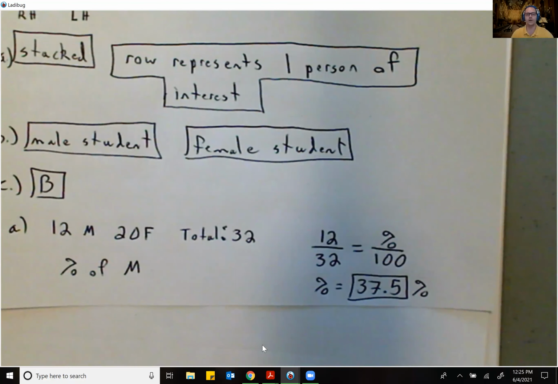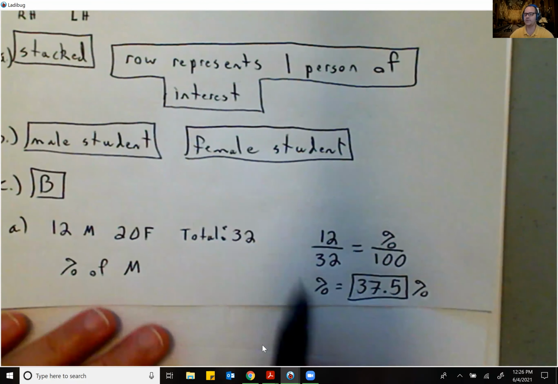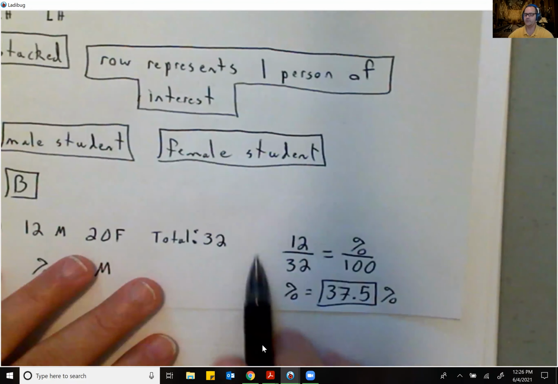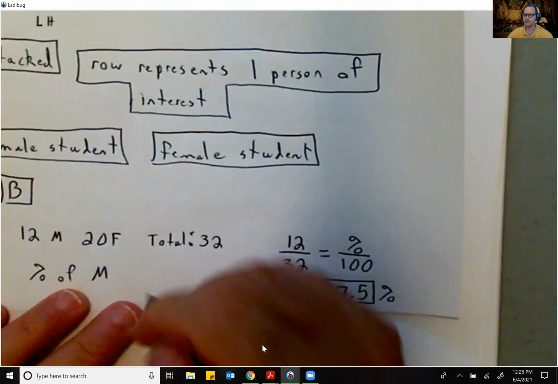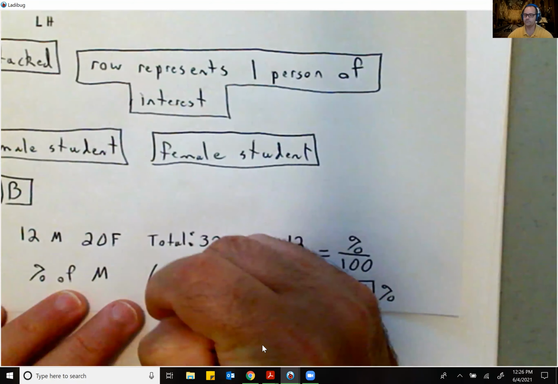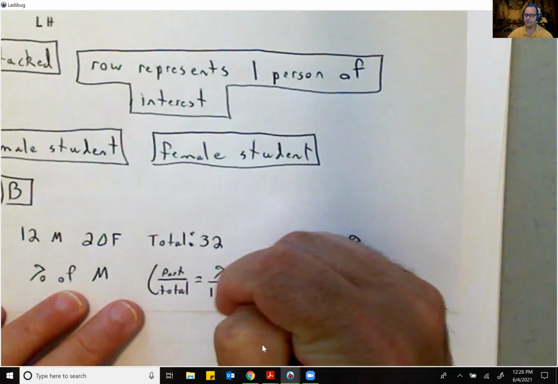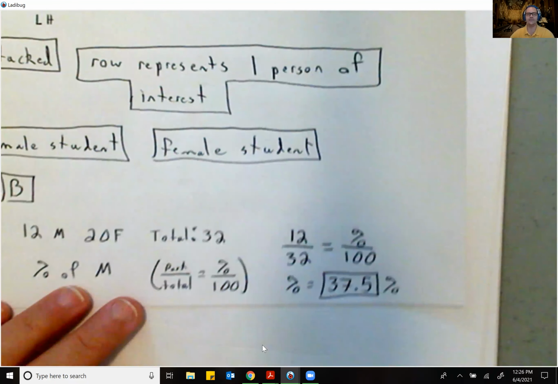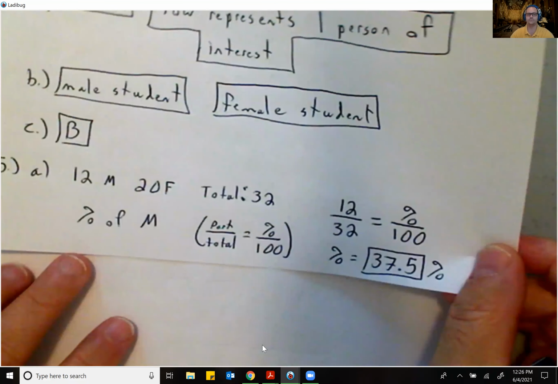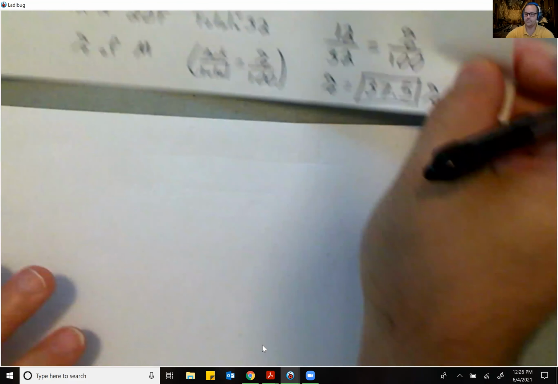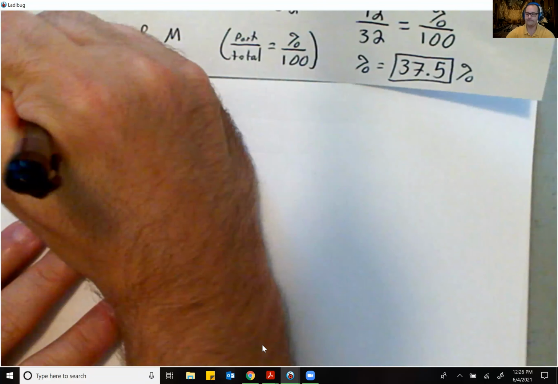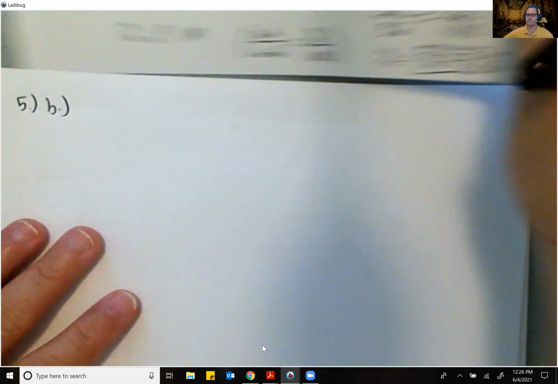Any questions over part A? I always like to relate it back to this proportion as your part over your total equals your percentage over 100. That's how these three problems really kind of play out. All right, let's do part B.